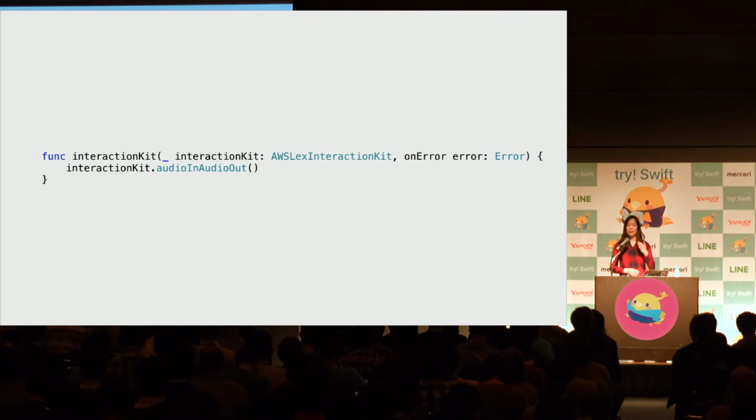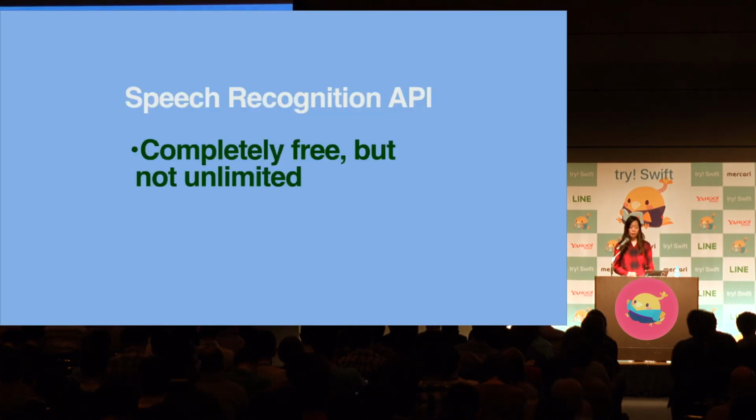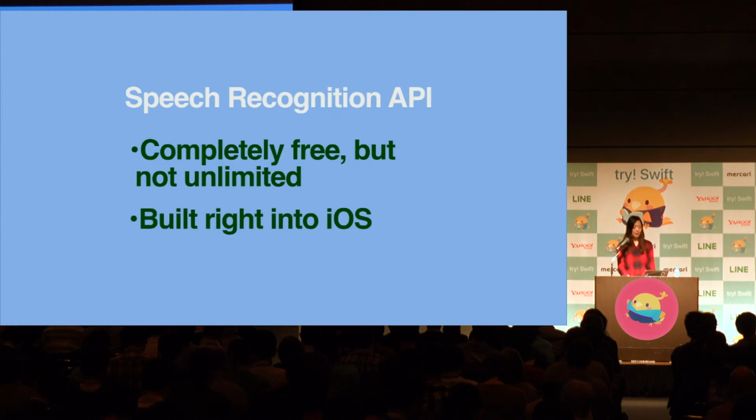So that was a bit of an intro into Lex, which is one of our third-party APIs. If I were to summarize the pros and cons of speech recognition API versus Lex, I would say that for the speech recognition API, the pros are that it's totally free, although it's not unlimited. It should be more than enough for the vast majority of use cases. Again, it's 1,000 requests per device per hour. It's also built right into iOS, so you don't need to deal with things like creating an account or credentials, and you don't need to import any more frameworks into your apps.